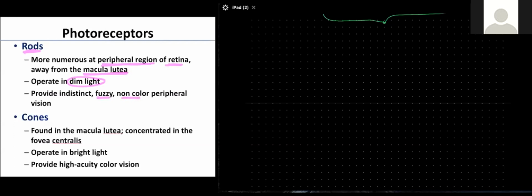Compared to the cones, they are present in the macula lutea, concentrated in the fovea centralis, and they can operate in bright light. Those will provide you with a high acuity colored vision.